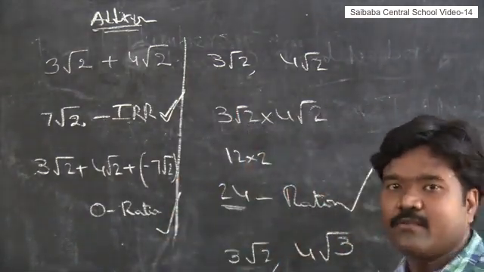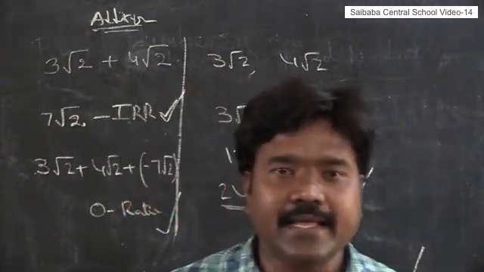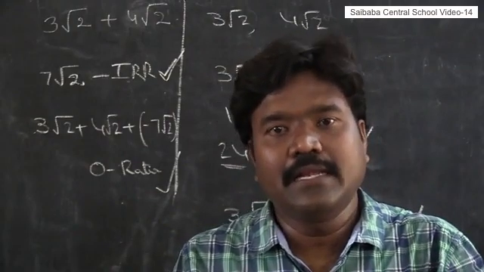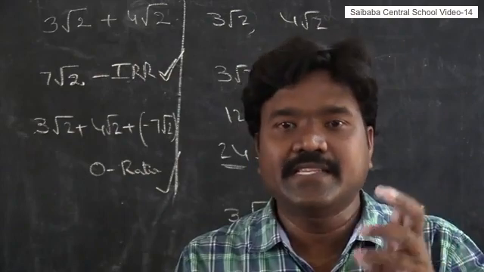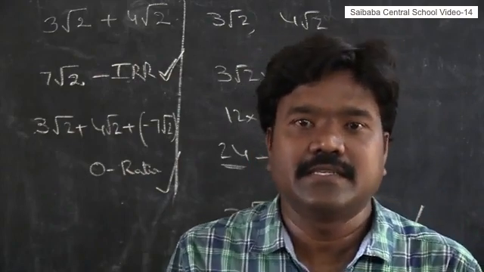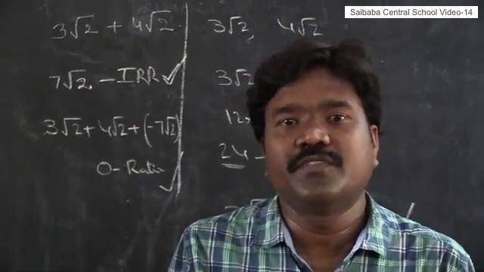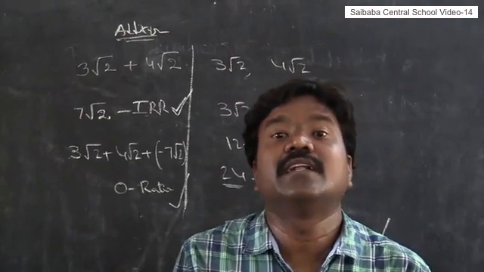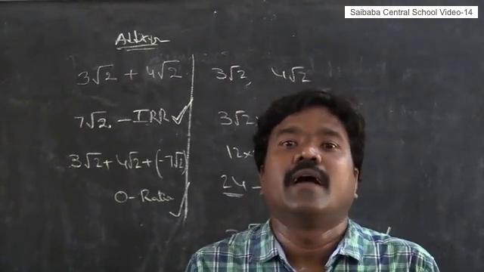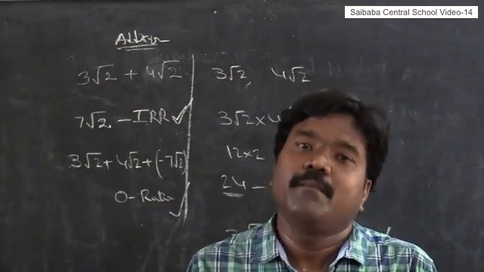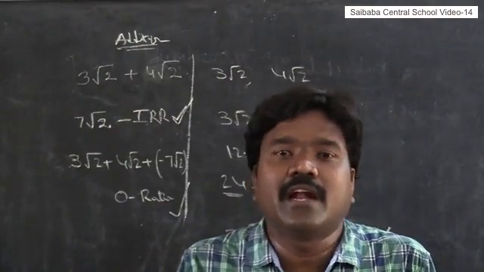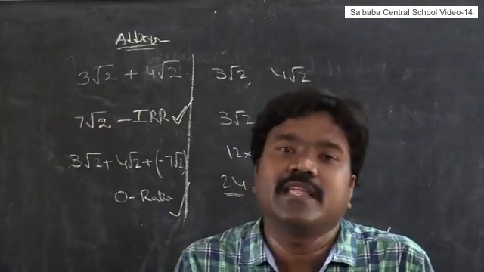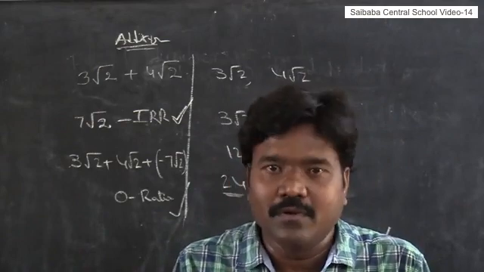Based on this, I am giving one notation. If you add, subtract, multiply, divide two irrational numbers, not only two or three, addition, subtraction, multiplication, division in between irrational numbers, the resultant may be rational, may be irrational. May or may not be rational, may or may not be irrational. Sometimes we are getting rational, sometimes irrational. That is based on the problems we have taken.